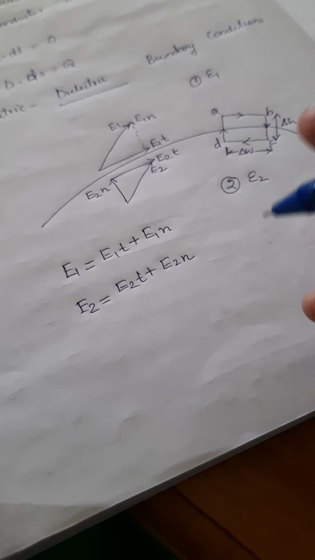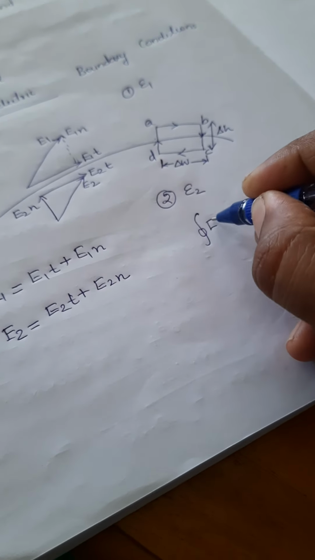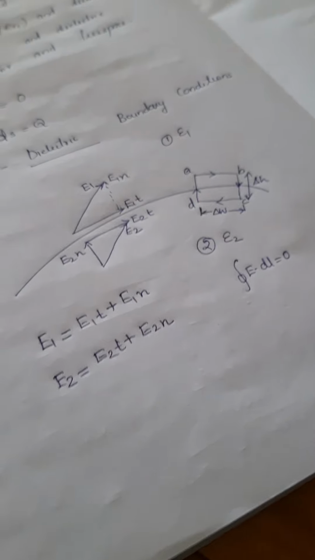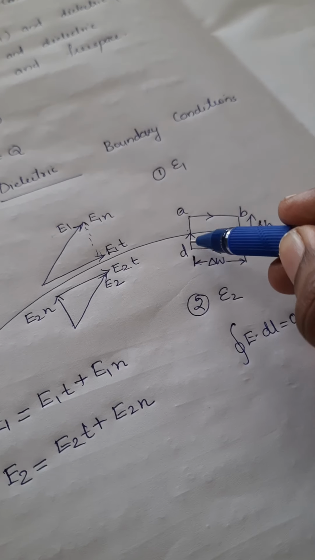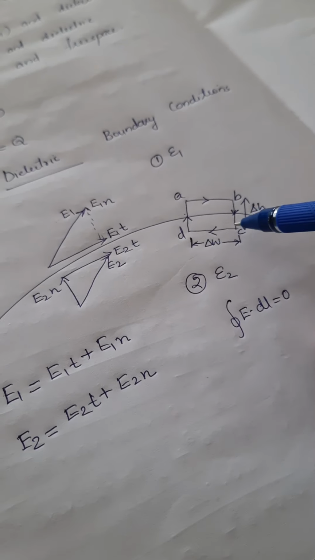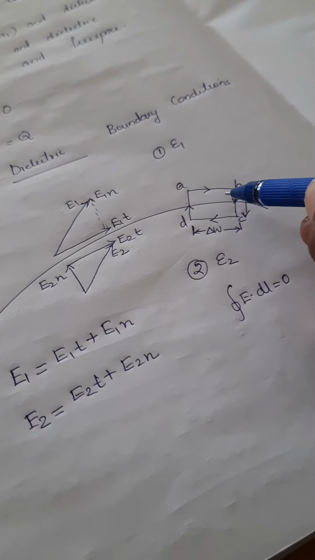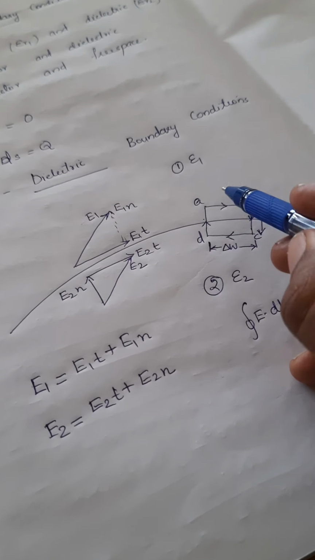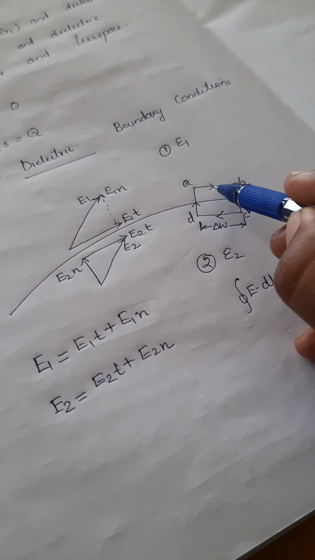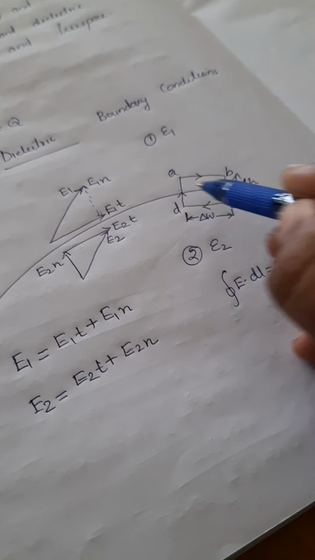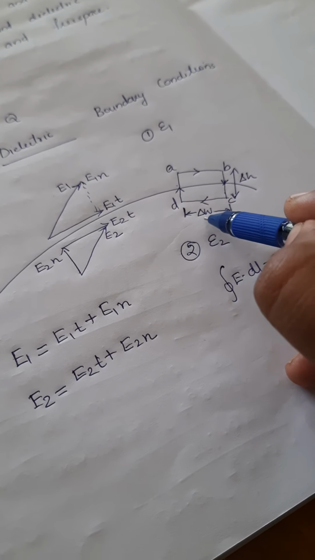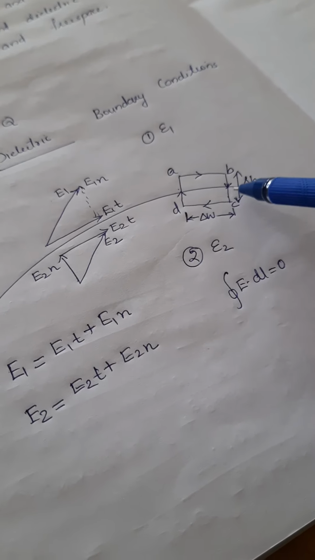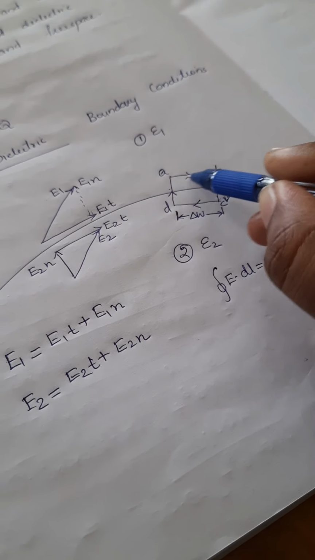Now we consider the equation closed integral E dot dl is equal to 0, and we apply this condition to the closed path A, B, C, D, A. This is a very small closed path at the boundary. The length here is delta w, and the height is delta h. This is the small region we are considering.